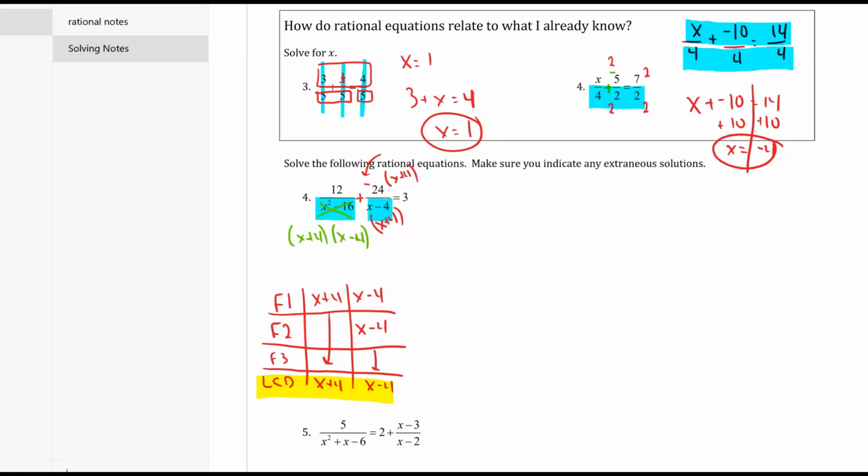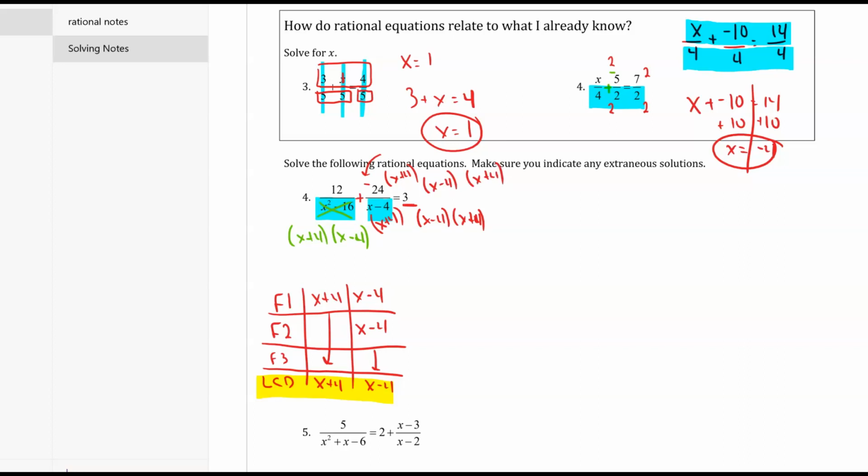And then my other fraction, the 3, actually needs both of them. So I'm going to make a little fraction bar here. I'm going to put x minus 4 and x plus 4 on the bottom. Oops. And whatever I do to the bottom, I do to the top.